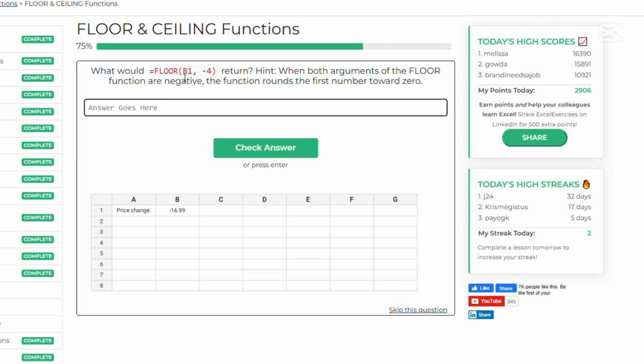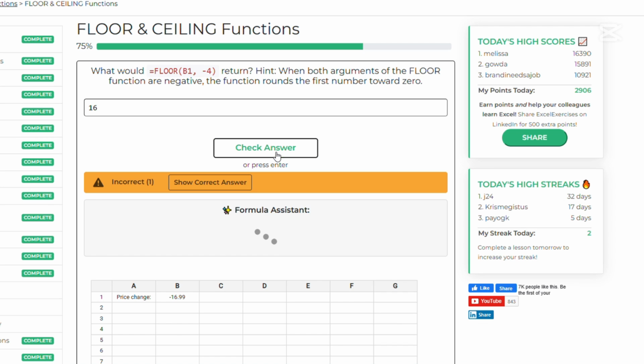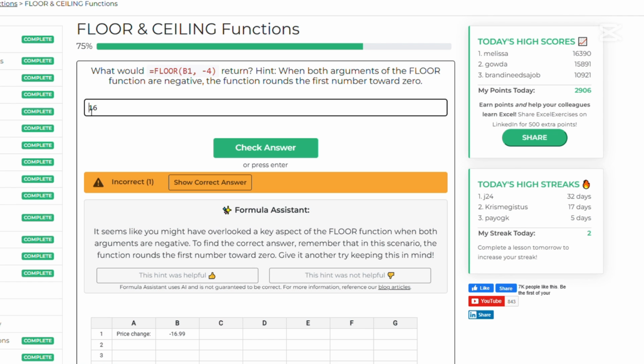What would floor B1 negative 4 return? Hint: when both arguments of the floor function are negative, the function rounds the number toward 0. Remember, even though it's called floor, you have a negative number and a negative argument in the second position to round it to, so it's going to round toward 0. So the next one that's close to 0 is negative 16, right? Round back up toward 0. Negative 16, sorry, negative 16.